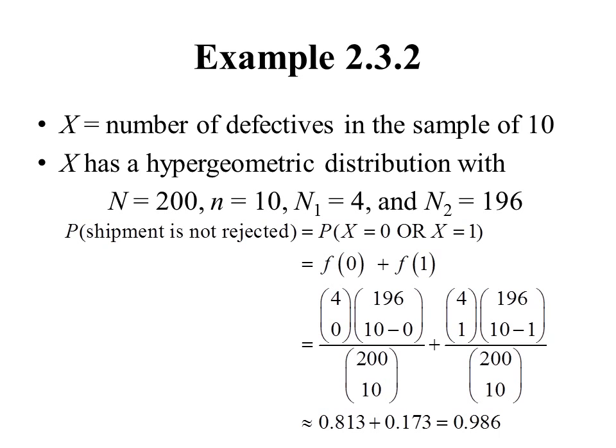In terms of our PMF, we simply need to calculate f of 0 and f of 1 and add those two together. We plug in the values of our parameters and the values of x into our PMF as shown there, and then we do that arithmetic on our calculator. We get those numbers, add them together, and we get our probability of 0.986. So there's about a 98.6% chance that our shipment will not be rejected.